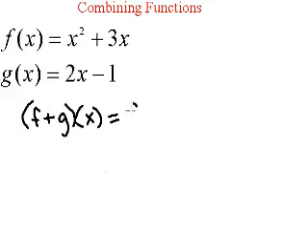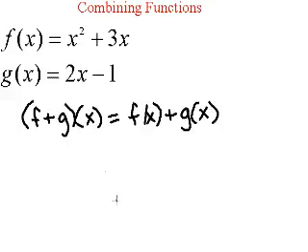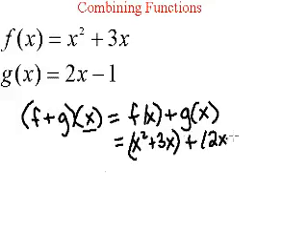And this means to add f of x and g of x. This does not mean multiply by x. So we are going to add f and g, but we're not going to multiply by x. This just tells you that the variable that we're using is x, and that is not multiplication. So in this example, we have x squared plus 3x, which is f, and g is 2x minus 1.